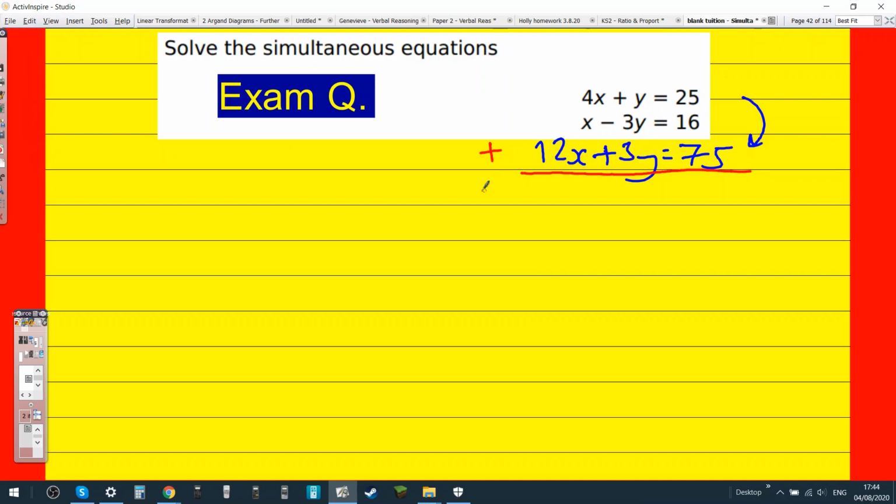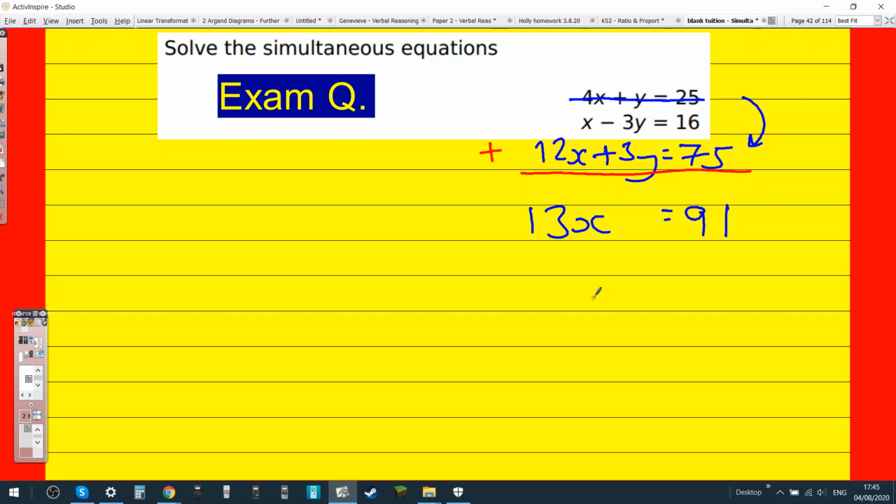So it would be 5x equals. Hang on. We got rid of the top one. Oh, it would be 13x equals 91. And these are all calculator questions.